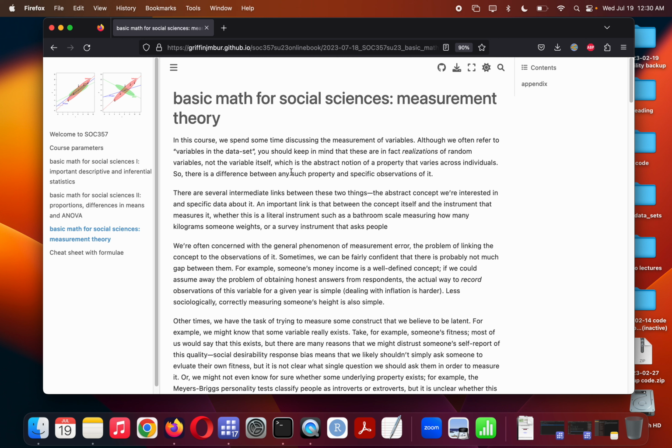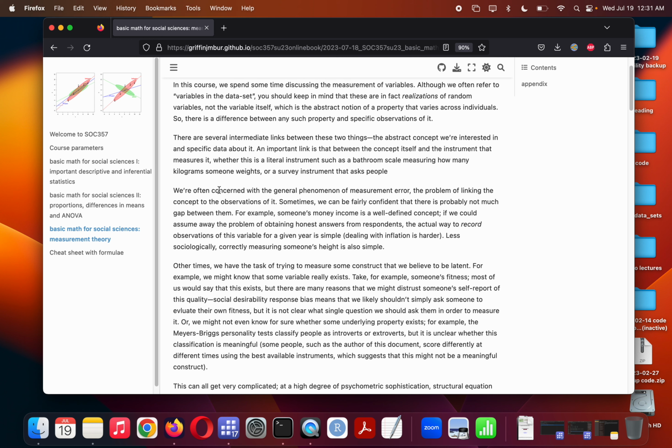So what we are really interested in is kind of this concept, but we need information about it to analyze it. So there are a few different intermediate links between these two things, and one important link is that between the concept itself and the instrument that measures it, whether this is a literal instrument such as a bathroom scale measuring how many kilograms someone weighs, or a survey instrument that asks people something like their age or their education. So we're often concerned with the general phenomenon of measurement error, which we've already discussed before in this class, which is the problem of linking the concept to the observations of it.